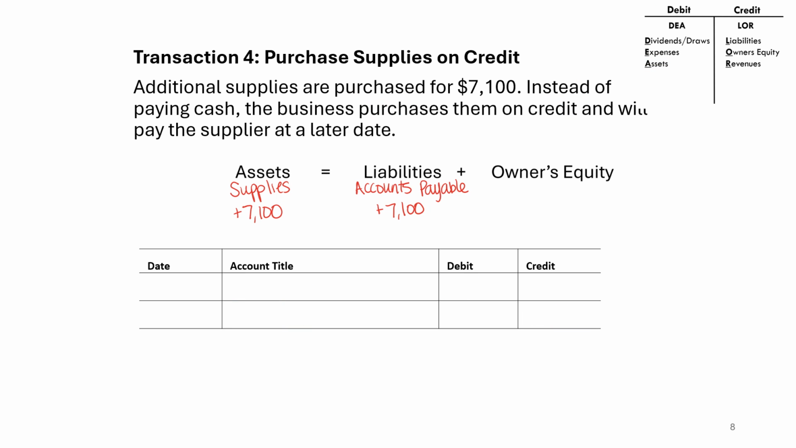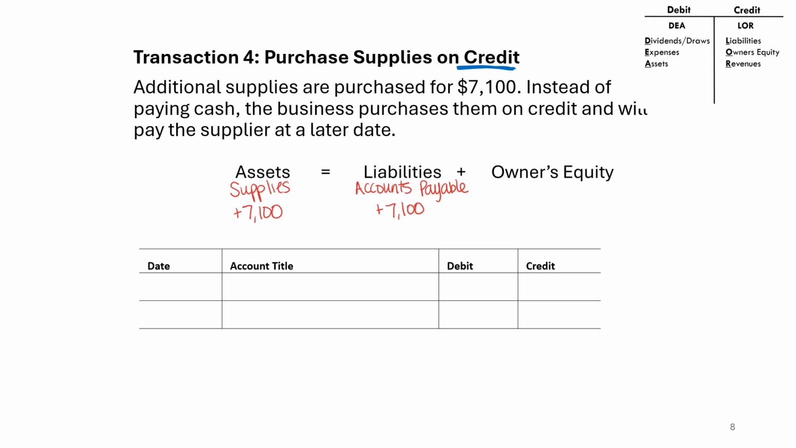Transaction 4, purchase supplies on credit. Remember, credit means there is no cash exchanging hands. Instead, it will be an account payable or an account receivable based on what is happening in the transaction. Money that the company will be receiving in the future would be accounts receivable. Or if it's money the company has to pay in the future, that is accounts payable.